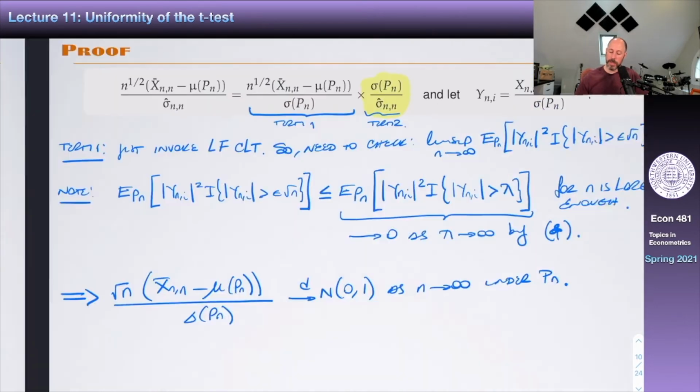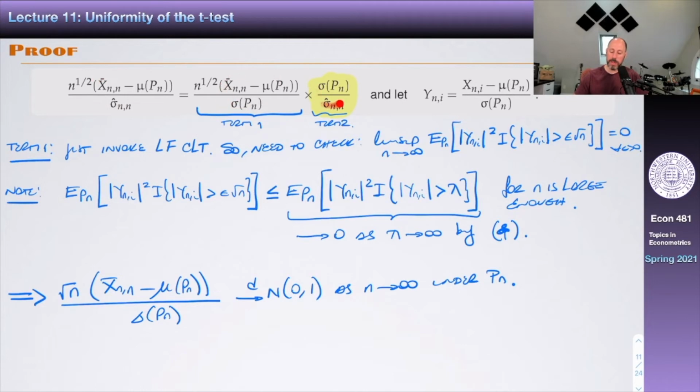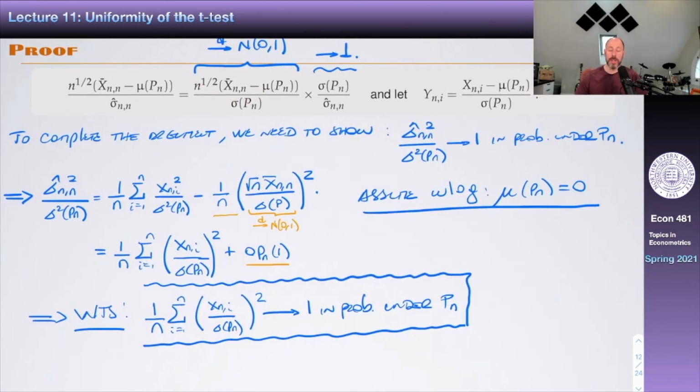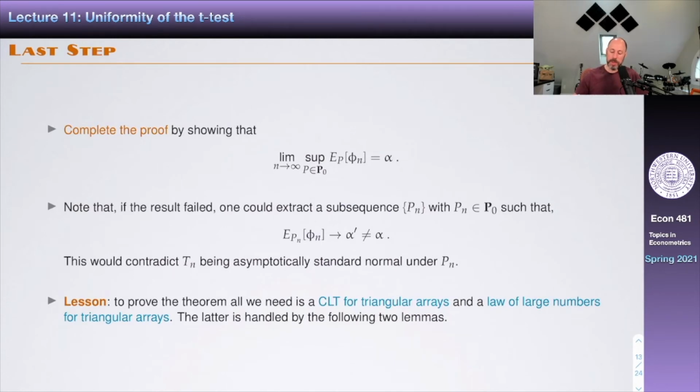And then what we said is, okay, let's split the term that we care about in 2 parts, and we already know that the first part converges to the point we want. All we need to show is that the second element just converges in probability to 1. And then after simple manipulations, we show that that's equivalent to showing that this average over here converges in probability to 1 under P_n. Okay, so we complete the proof by showing this is the second part. This is equal to alpha. Note that if the result failed, one could extract a subsequence P_n such that this will go to alpha prime not equal to alpha. But this would contradict the first part of the statement. So the first part of the statement gives us this trivially. So all the work is in proving the first part of the theorem.